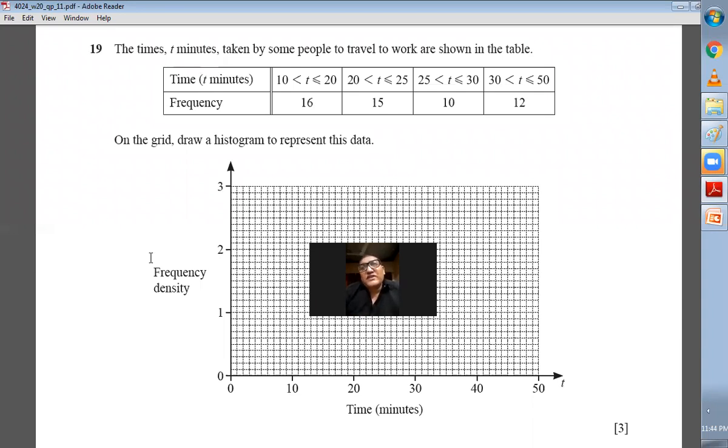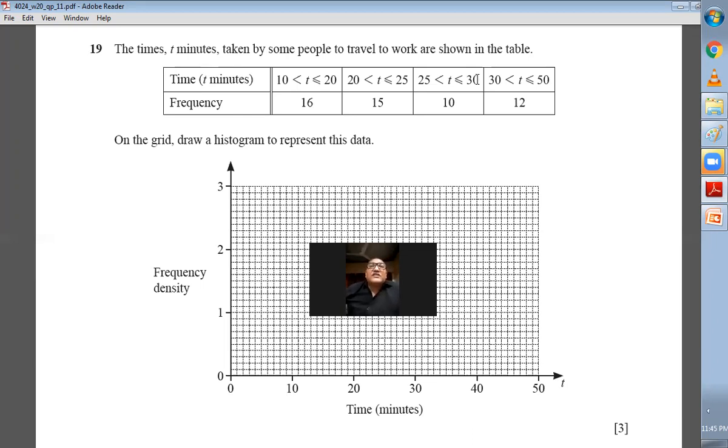If you want to draw the histogram, first of all, I look at the class widths. Class width is basically the upper limit minus the lower limit. So that's 20 minus 10. So the class width of this class will be 10. This is 25 upper limit, lower limit is 20. So 25 minus 20, the class width will be 5. The lower limit is 25, the upper limit of the class is 30. So 30 minus 25, that is 5.